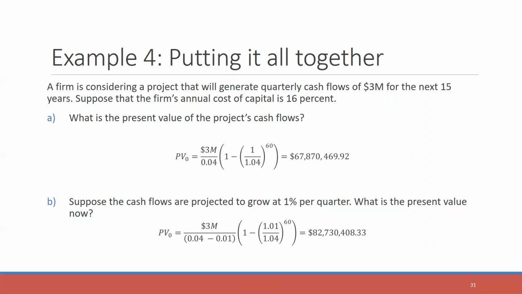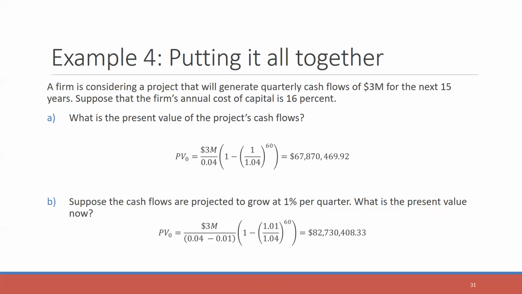It's growing at a rate of 1% per quarter, so I don't have to touch my growth rate. And I plug it into my growing annuity formula, 1 minus 1.01 divided by 1.04, that whole fraction to the power of 60, because I've got 4 quarters per year for the next 15 years. Solve it up, and what do you see?